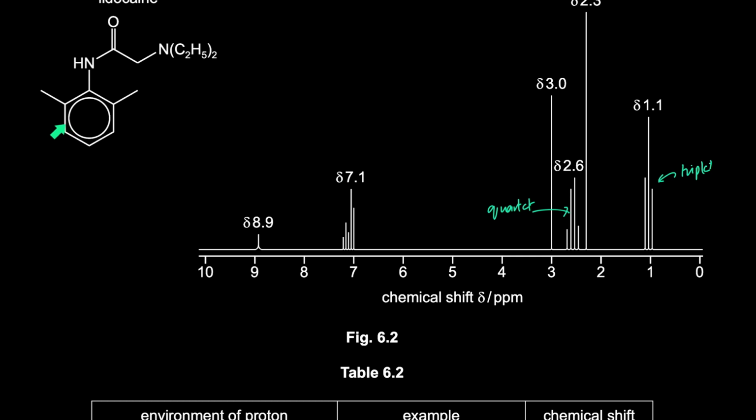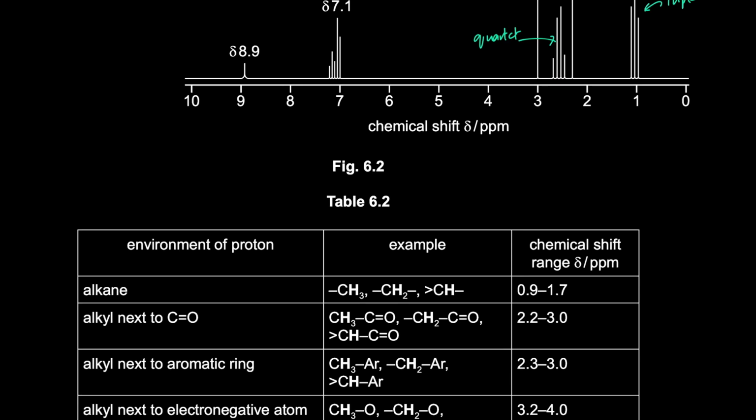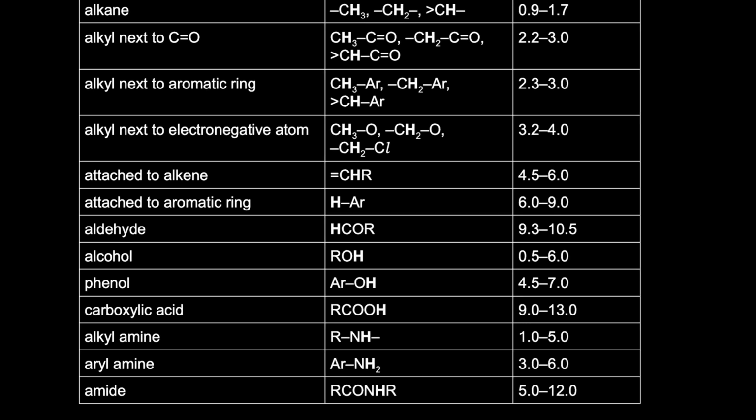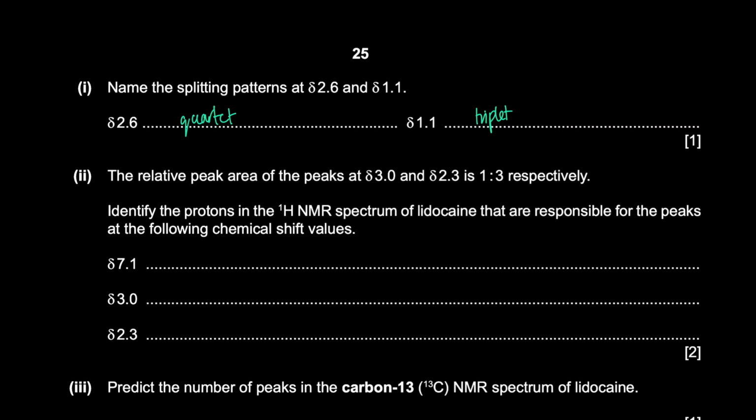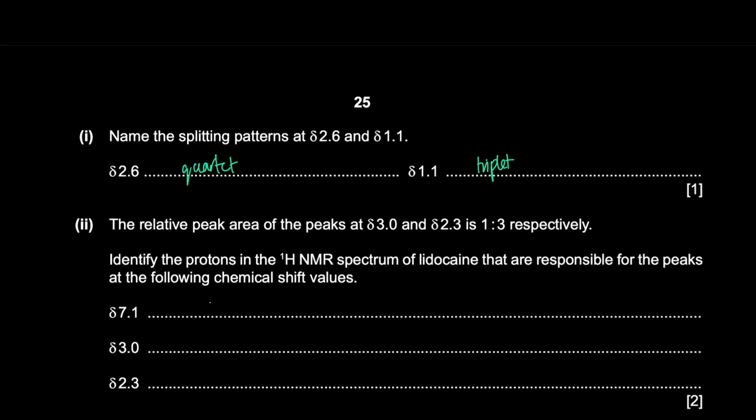You don't need to know why it's a multiplet. The splitting patterns for benzene aren't taught in our syllabus, but you can have a multiplet as well. It doesn't have to be a singlet, but all of these are the protons on the benzene ring. So 7.1 is a proton attached to an aromatic ring. This is given in the table.